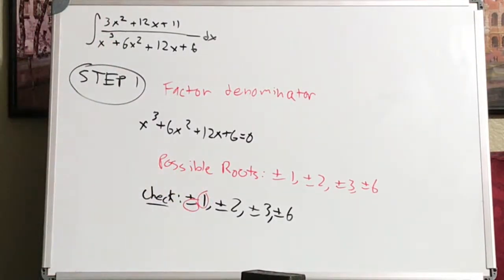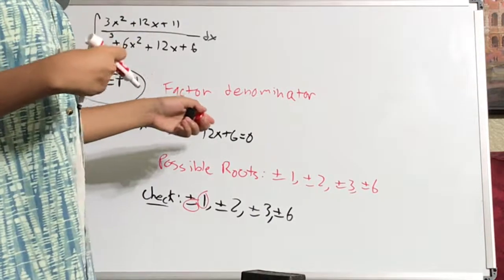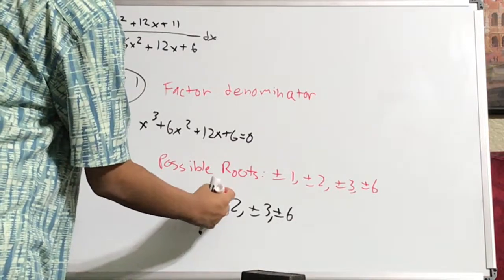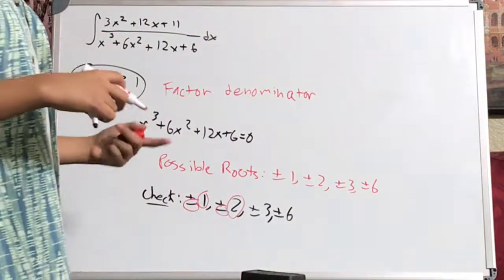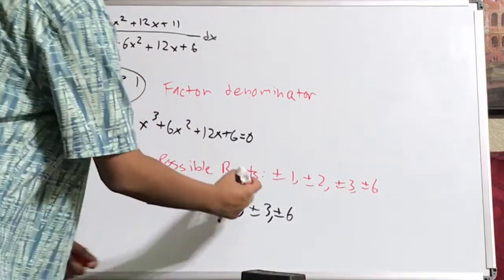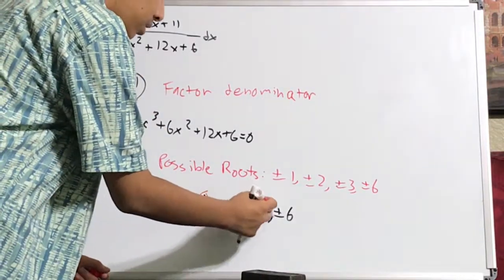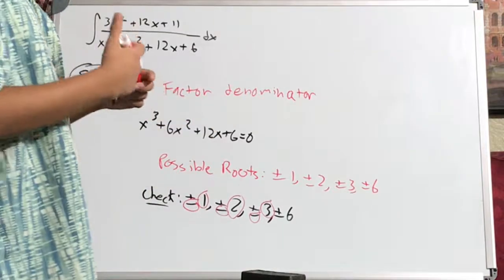Now we know positive 2 is out, since remember, they're all positive. Let's try negative 2. Okay, it looks like negative 2 is in if we just check it. Positive 3 is out, so let's try negative 3. Okay, negative 3 works as well. Let's try negative 6. Okay, negative 6 does not work.